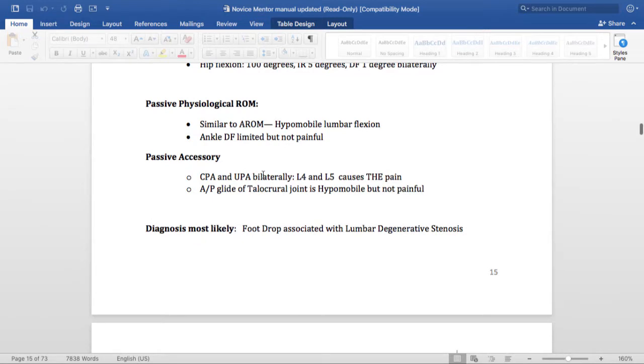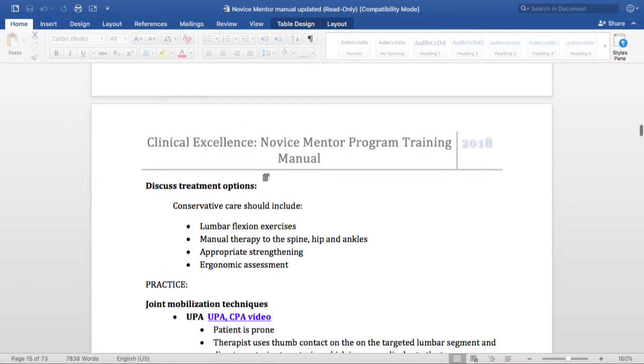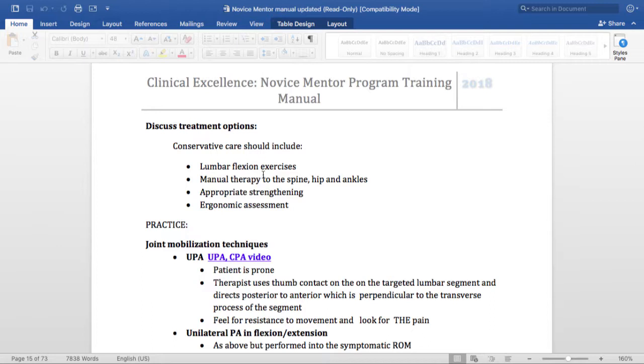So we're going to go over and let them figure out, obviously, what the diagnosis most likely would be: foot drop associated with degenerative stenosis. From there, we'll go on. We'll talk, and give them some ideas of some types of flexion exercises that would be appropriate.